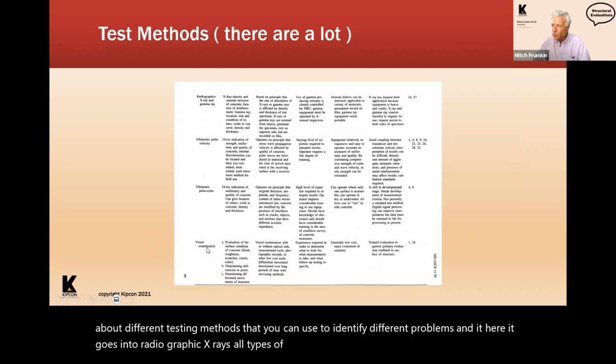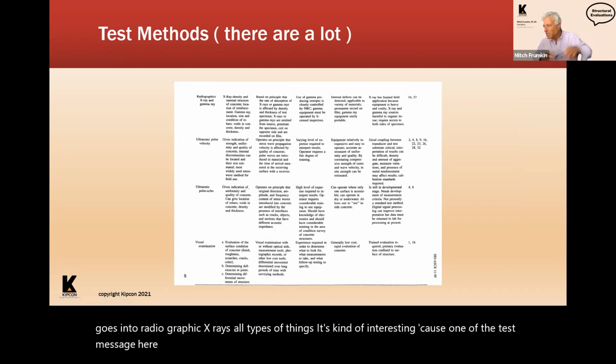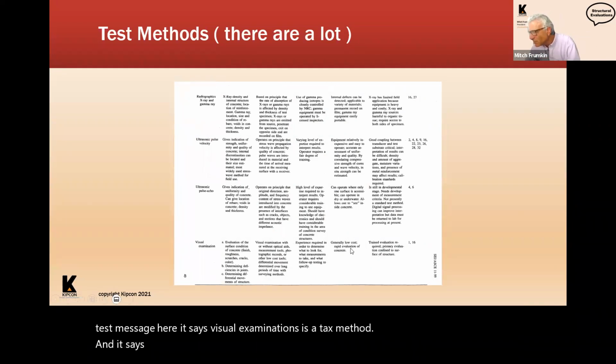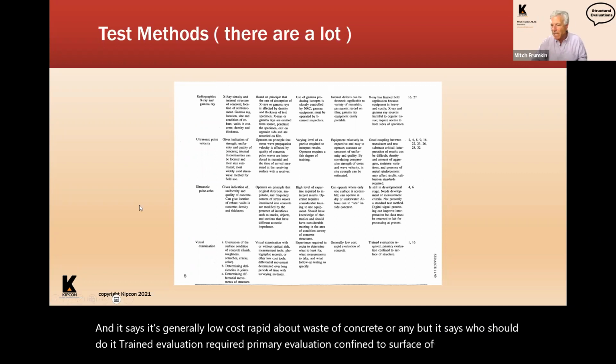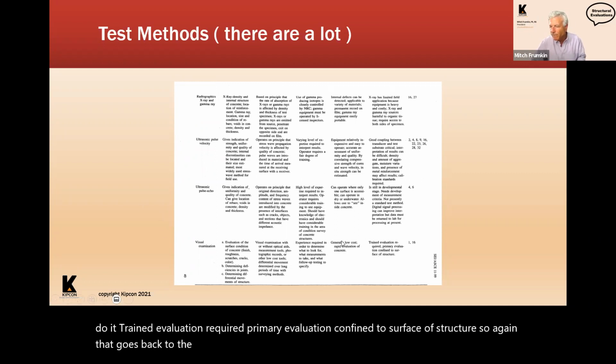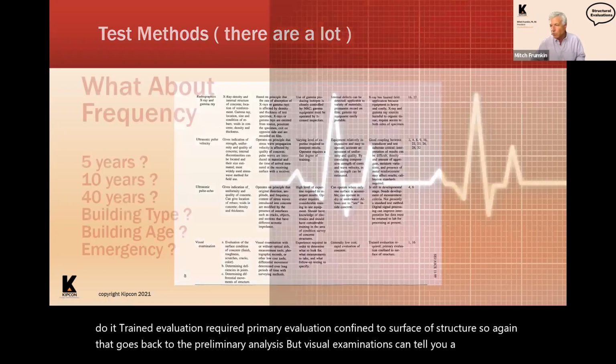It's kind of interesting because one of the test methods here says visual examination is a test method. It says it's generally a low-cost, rapid evaluation of concrete. But who should do it? Trained evaluation is required, and the primary evaluation is confined to the surface of the structure. Again, that goes back to the preliminary analysis, but visual examinations can tell you a lot, especially when you know what you're looking for.